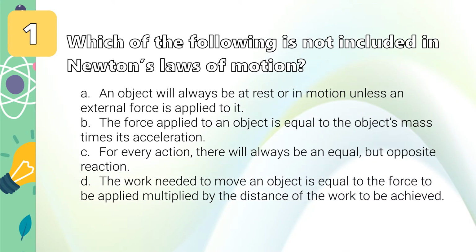Number 1. Which of the following is not included in Newton's laws of motion? A. An object will always be at rest or in motion unless an external force is applied to it. B. The force applied to an object is equal to the object's mass times its acceleration. C. For every action, there will always be an equal, but opposite reaction. D. The work needed to move an object is equal to the force to be applied multiplied by the distance of the work to be achieved.